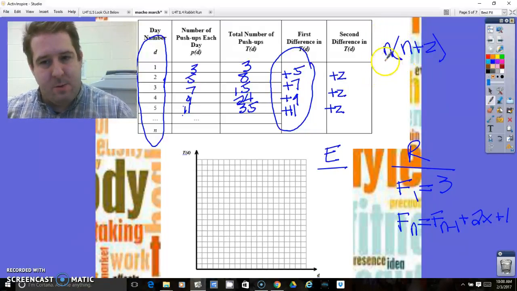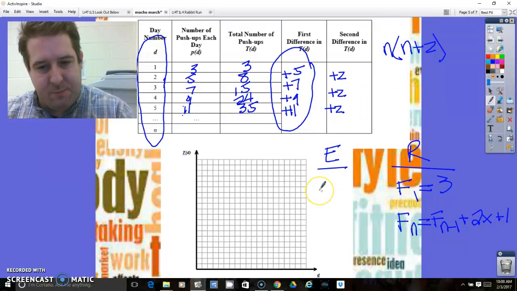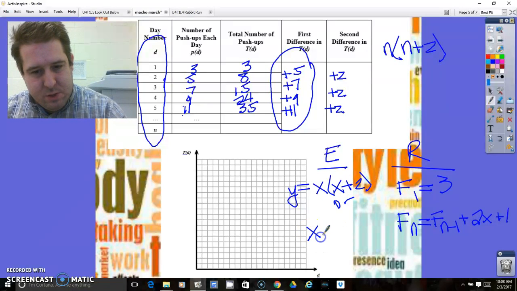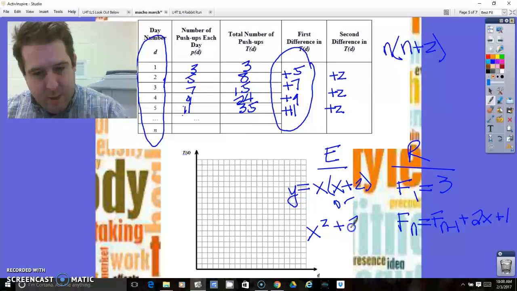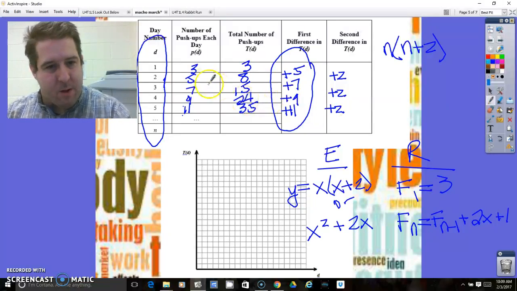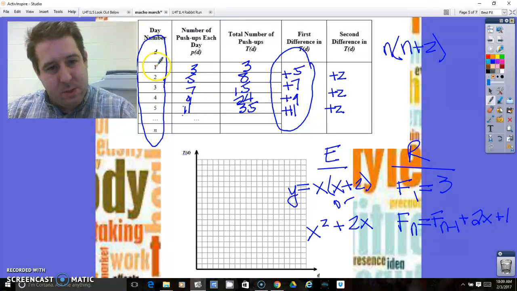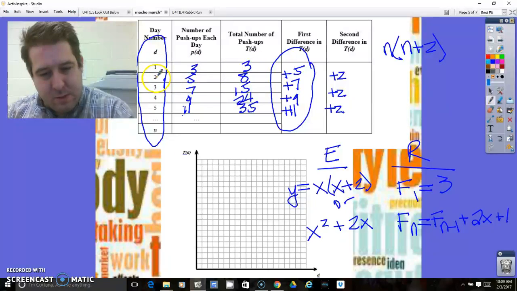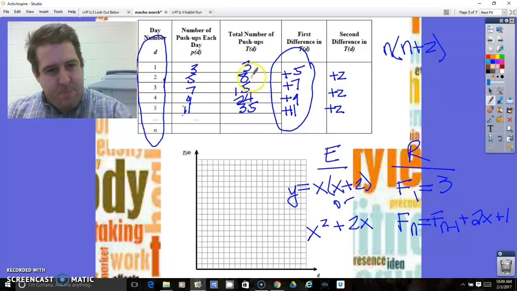So let's assume I used x's because I have to use x's for the explicit formula. So y equals, I could either write x times x plus 2, or I could use the distributive property and say that's x squared plus 2x. Now let me prove that that works. 1 times itself is 1, plus 2 times 1, which is 2. 1 plus 2 makes 3. It works. 2 times 2 is 4. 4 plus 2 times 2 again is another 4, makes 8.